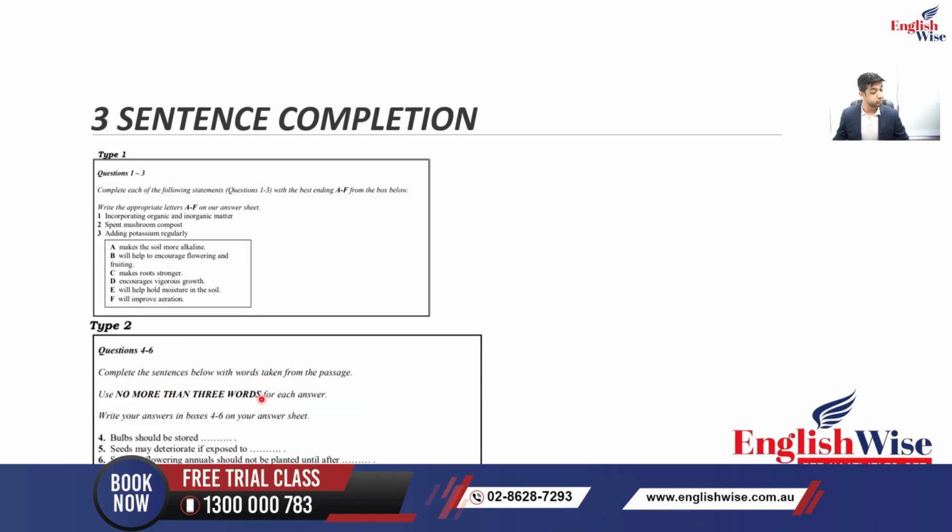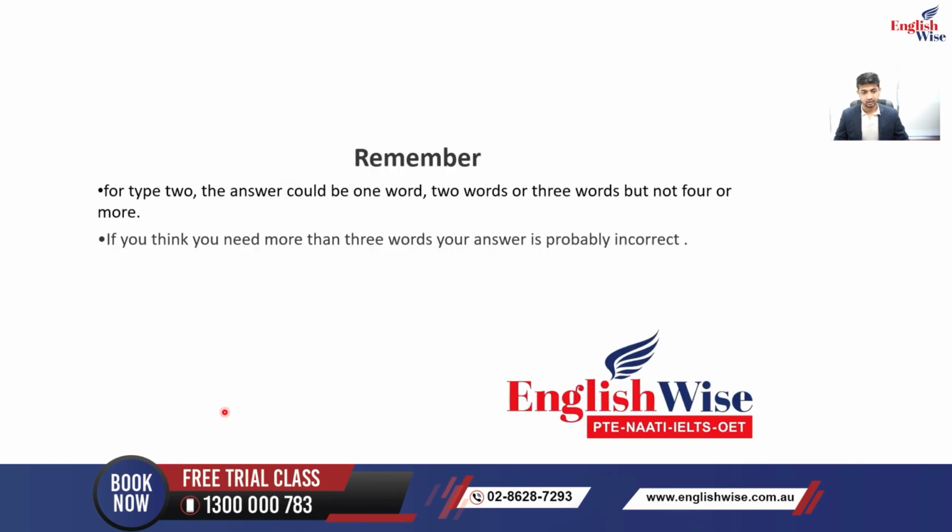If you're solving a type 2 question, write down your words into the answer paper. If you're writing a type 1 question for sentence completion, write down the correct letter for the option into your answer paper. For type 2, check the amount of words they want to write down. If the instruction tells you no more than 3 words, your answer should be 1 word, 2 words, or at the most 3 words. If it is 4 words, your answer may not be correct for a sentence completion question. Remember, for type 2, your answer could be more than 1 word or 2 words.